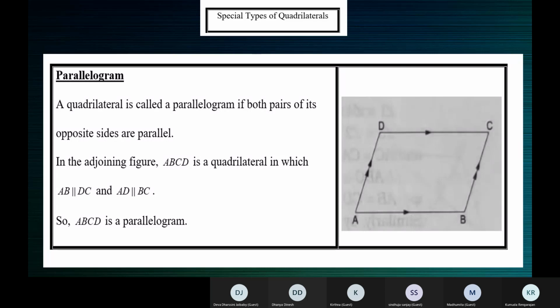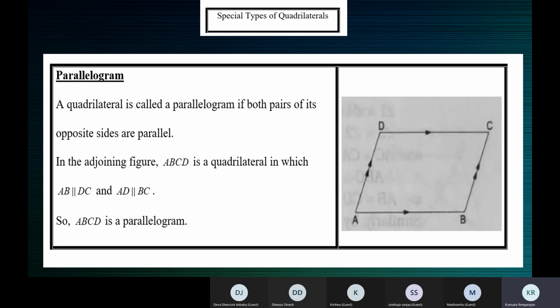Both pairs of diagonals bisect each other, ma'am. I didn't say both pairs of diagonals. I just said diagonals bisect each other, in brackets, but not at right angles.